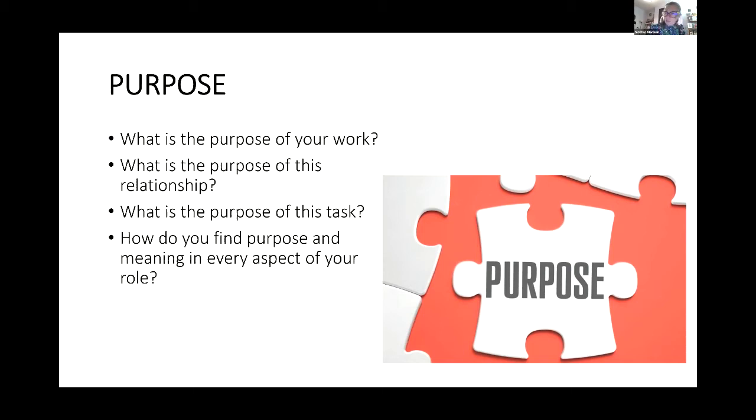It's got to be about, there was some comment, I think it was a criticism really of social work and relationships, and it made me really cross, because I was thinking, we don't just go out to make relationships with people for the sake of it. The relationships have a purpose. There's a purpose in the relationship. Professional relationships have purpose. Working with people has purpose. So what's the purpose of the task? How do you find purpose and meaning in every aspect of your role? Because this is really, really important.